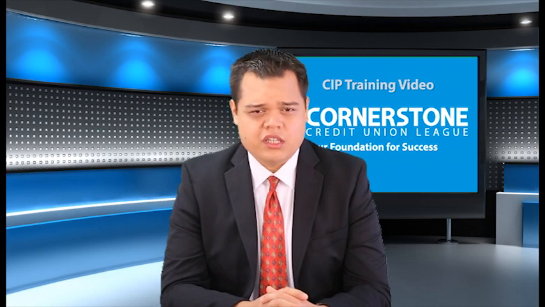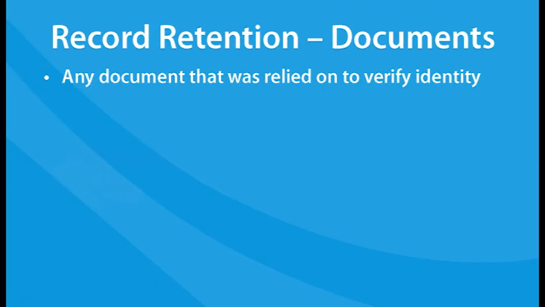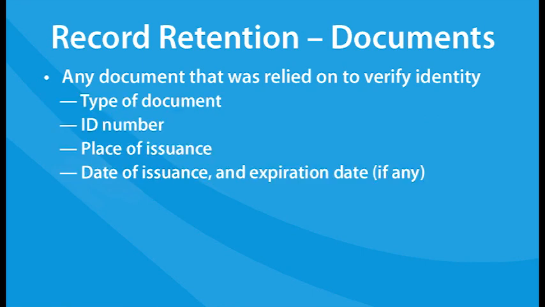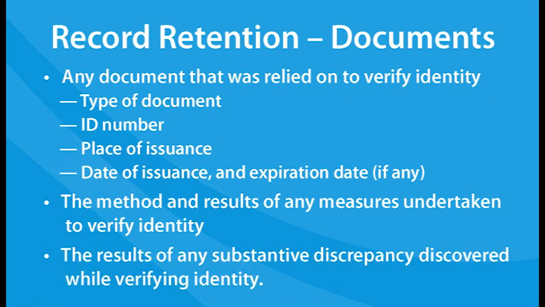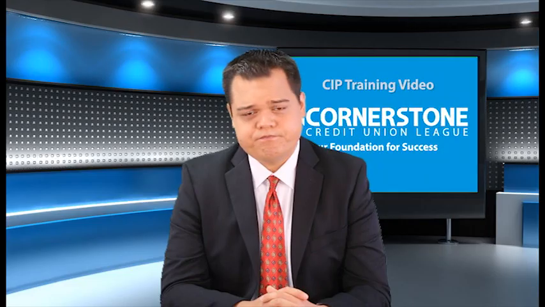A credit union should keep a record of any document that was relied on to verify identity, including the type of document, ID number, place of issuance, and, if any, the date of issuance and expiration date. The method and the results of any measures undertaken to verify identity. The results of any substantive discrepancy discovered when verifying identity.